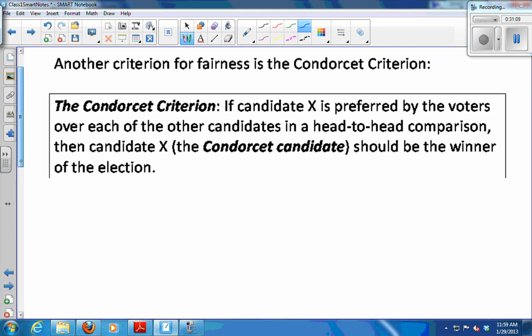All right, so we got another one. Here's a second fairness criterion. This one says that if you have a candidate, candidate X, we're going to say if they're preferred by the voters over every other candidate when you match them up head to head, then candidate X should be the winner. So this sounds a little bit like, what does that mean? So we're going to do an example to show you what it means to be a Condorcet candidate.